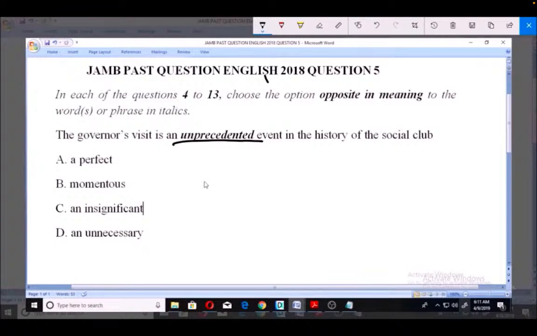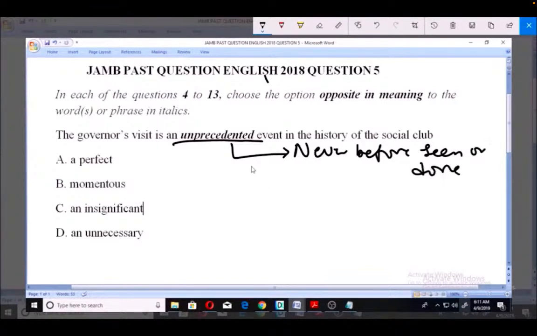So we start with the first one, which is unprecedented. What is the meaning of unprecedented? Unprecedented simply means never before seen. Something that is so big or so important that it has not been done before or seen before. Something that is very, very important.